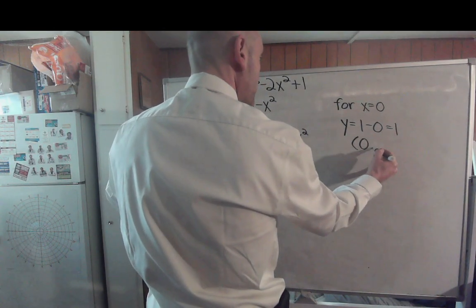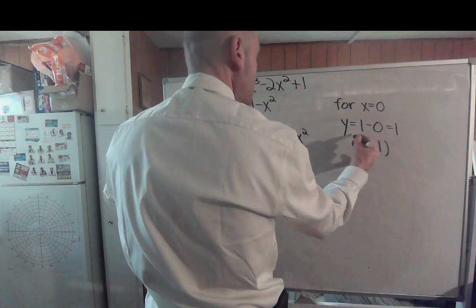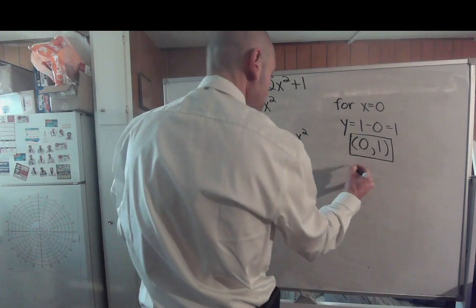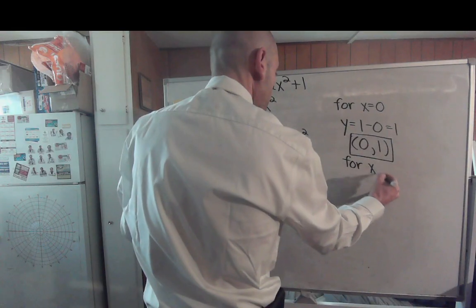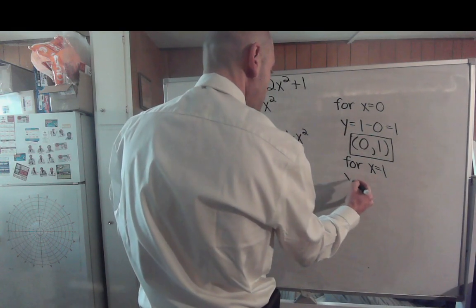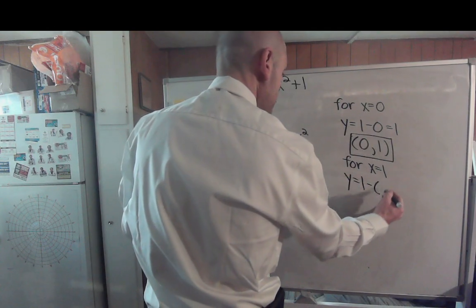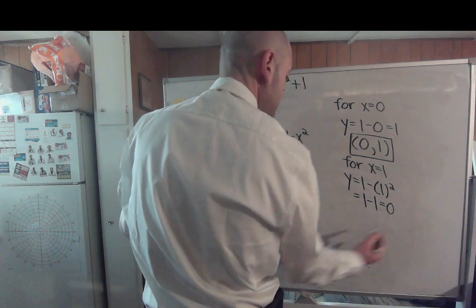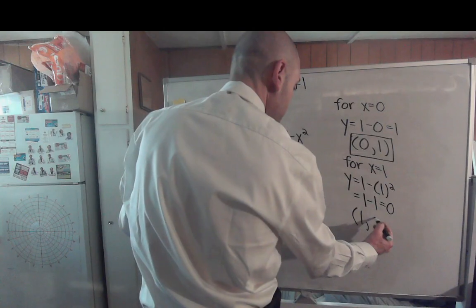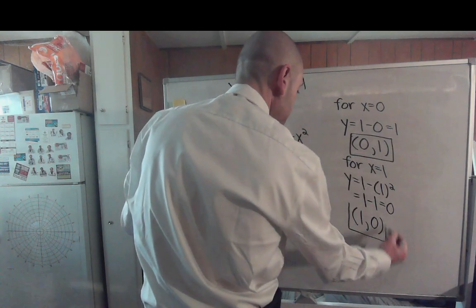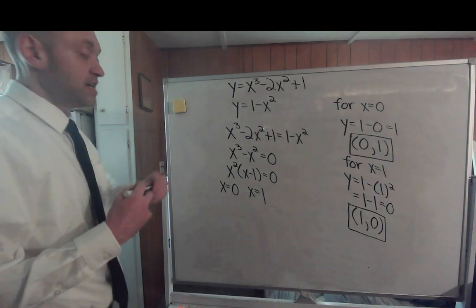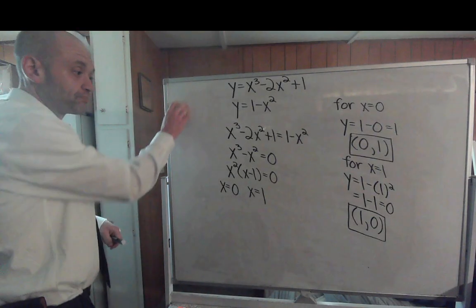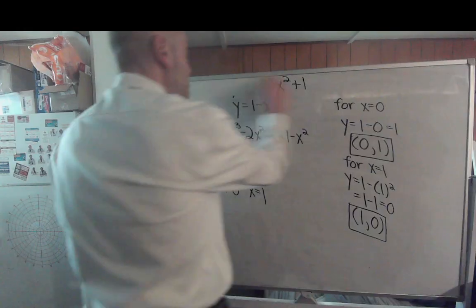So one ordered pair you should get is (0, 1) for a point of intersection, but we also had x equals 1. So for x equals 1, you get y equals 1 minus that 1 squared, which would be 1 minus 1, or simply 0. So your second ordered pair you should get is (1, 0). So these two curves intersect at 2 points: (0, 1) and (1, 0). 3 more problems, then we're done.